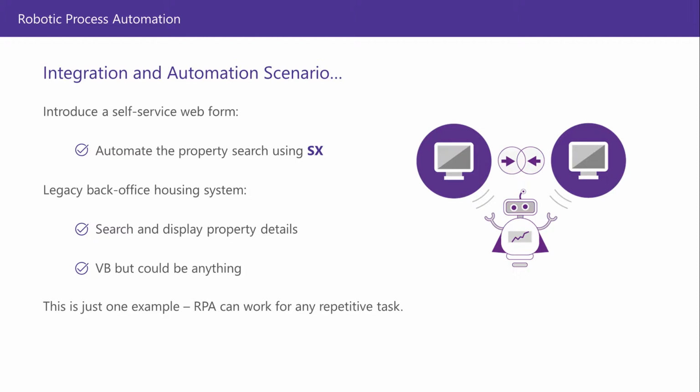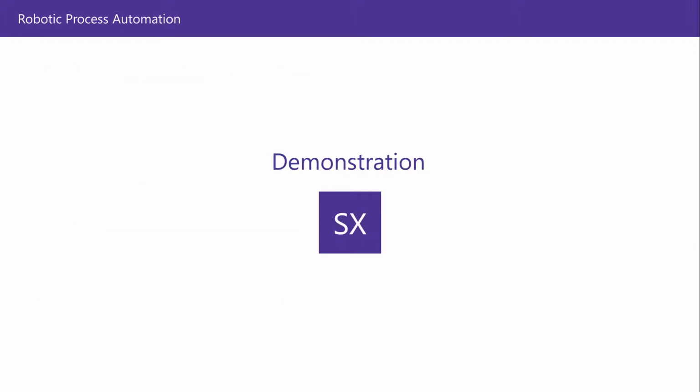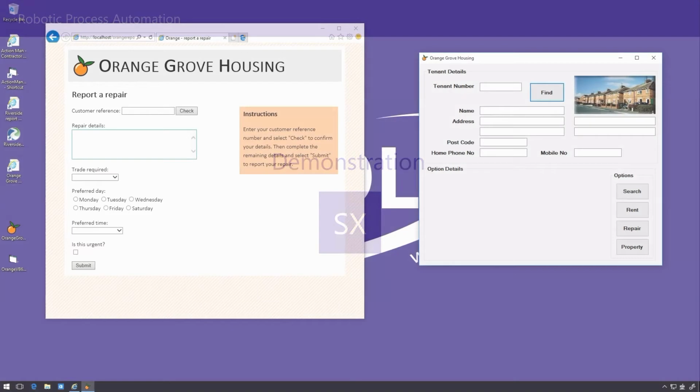What we're going to do is introduce a self-service web form, which will allow the user to check the customer reference number by looking up the name and address. On our web page, we will type in the customer reference and then retrieve the name and address details. So let's see this in action.